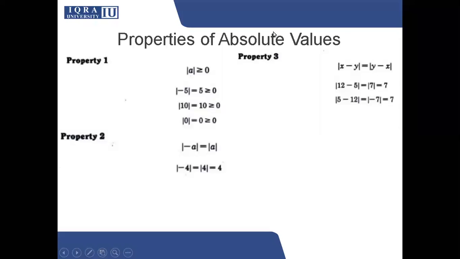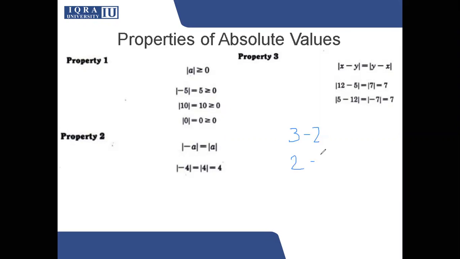So, for instance, I'm sure you must know by now that 3 minus 2 is not the same as 2 minus 3, because if I do 3 minus 2, I get 1. But if I do 2 minus 3, I get minus 1. But the thing here in this case is that the absolute value of 3 minus 2 is the same as the absolute value of 2 minus 3.